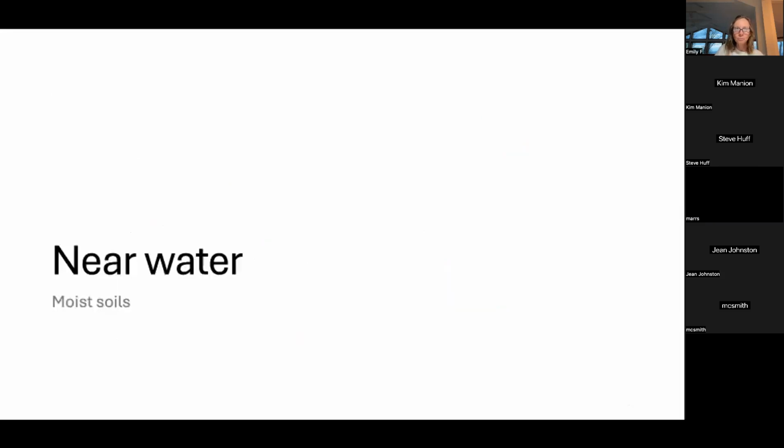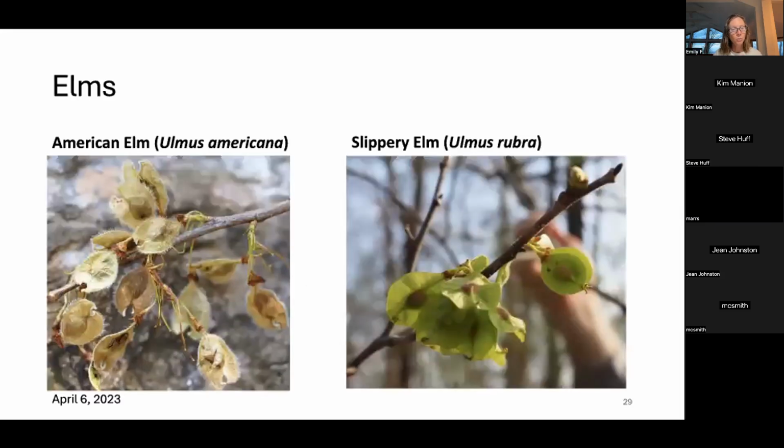So here we go. Near water with moist soils. First up are elms, because these are the things that come out immediately, and they come out so early that I often do not see the flowers. By the time I look at them, they're already germinating or they're already creating seed, and I have missed pollination, germination, and fertilization. Because that happens to me, it might happen to you.